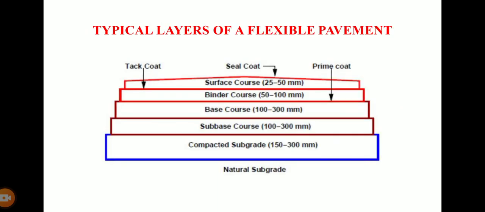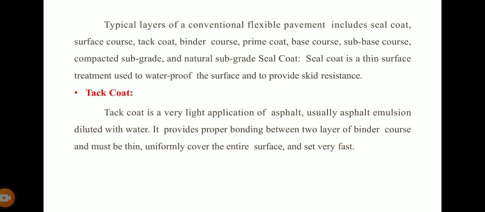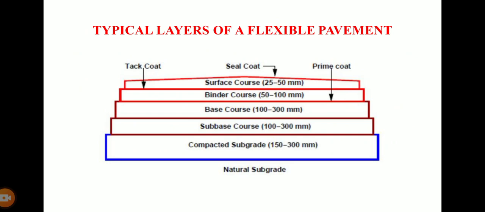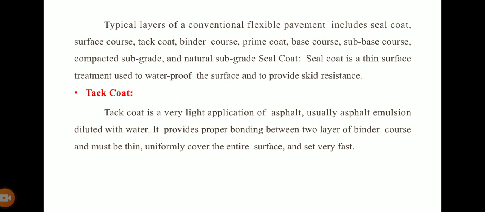Then tack coat, where is it? It is in between the surface course and binder course. So tack coat is a very light application of asphalt, usually asphalt emulsion diluted with water. It provides proper bonding between two layers and must be thin, uniformly cover the entire surface and set very hard. So this is the tack coat provided between the binder course and surface course.